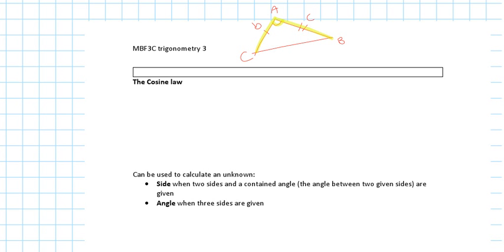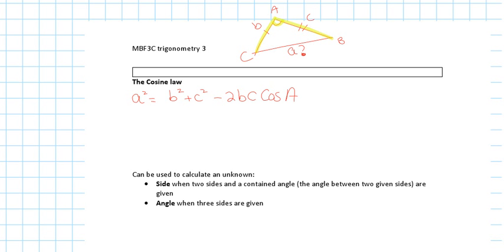Now what I can solve for is the third side. So I can solve for side A. And the formula is the following. A squared is equal to B squared plus C squared minus 2BC, so 2 times B times C times cosine of angle A.